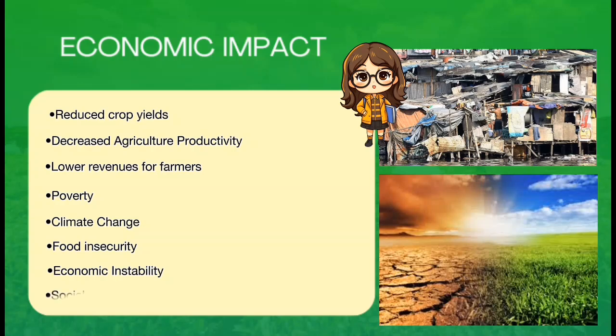Lastly, we have social unrest in agricultural communities, which arises from poverty, food insecurity, economic instability, and perceived injustice. Protests, migrations, and conflict can ensue when communities feel marginalized or neglected.